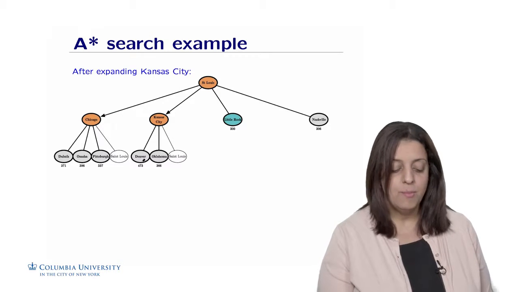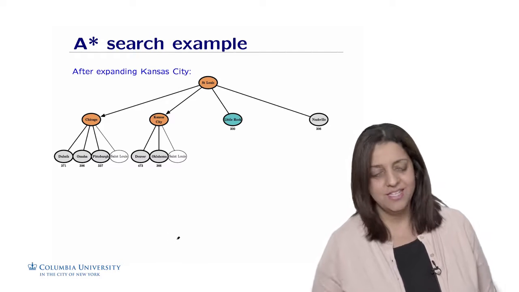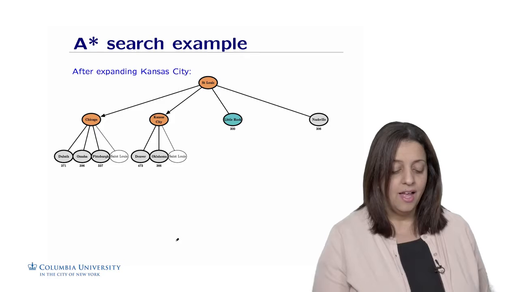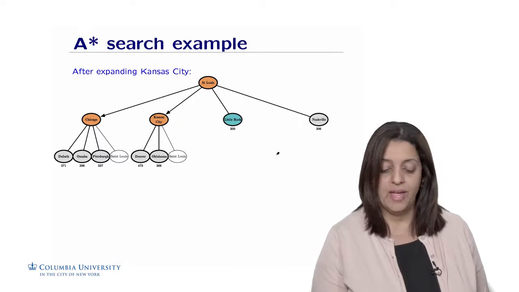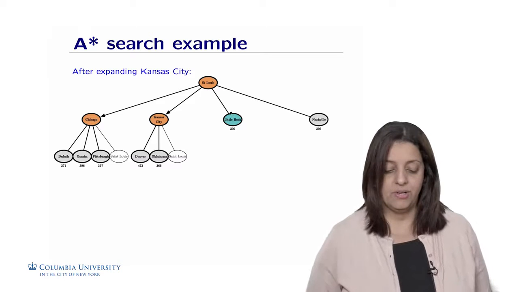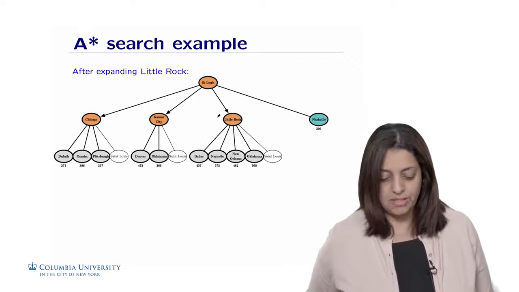Louis and Denver, plus the estimated distance between Denver and Sault Ste. Marie. So that's the idea. So the process will repeat itself. Among all the distances that we have between the cities that are in the fringe, we're going to pick Little Rock because it's the shortest. So we explore Little Rock.